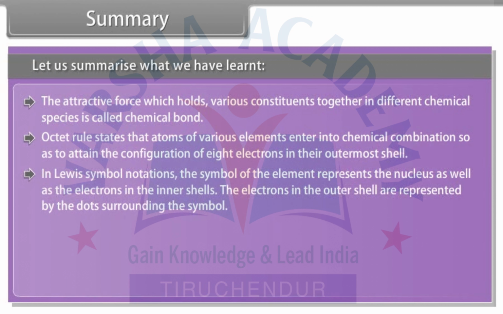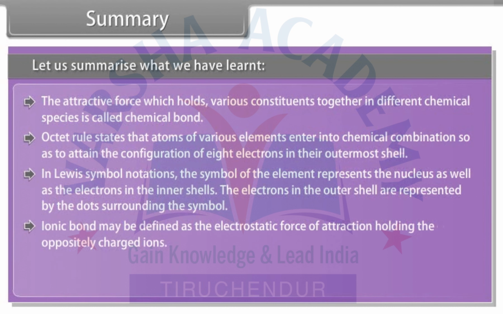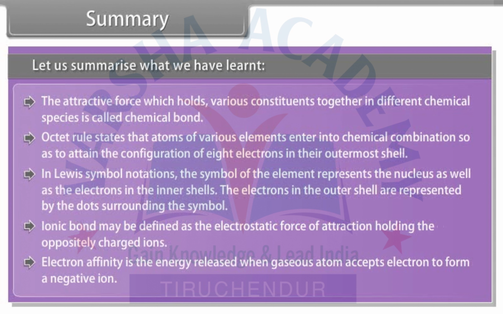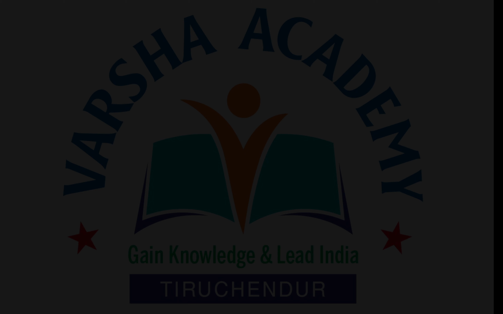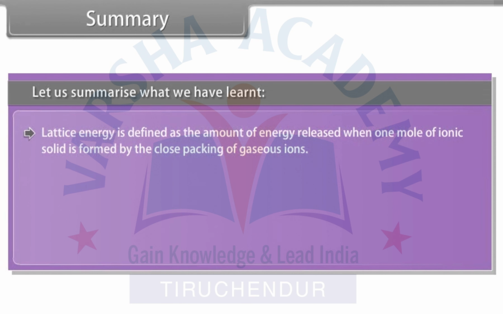In Lewis symbol notation, the symbol of the element represents the nucleus as well as the electrons in the inner shells. The electrons in the outer shell are represented by the dots surrounding the symbol. Ionic bond may be defined as the electrostatic force of attraction holding the oppositely charged ions. Electron affinity is the energy released when a gaseous atom accepts an electron to form a negative ion. Lattice energy is defined as the amount of energy released when 1 mole of ionic solid is formed by the close packing of gaseous ions.